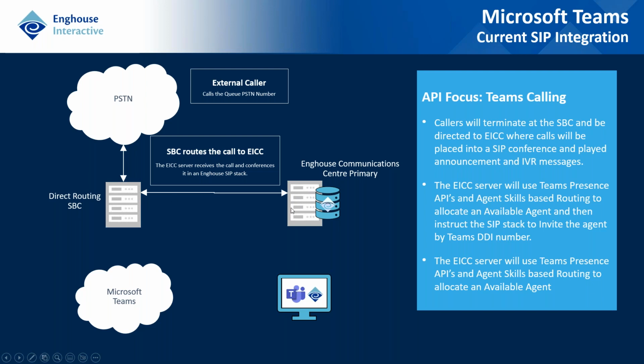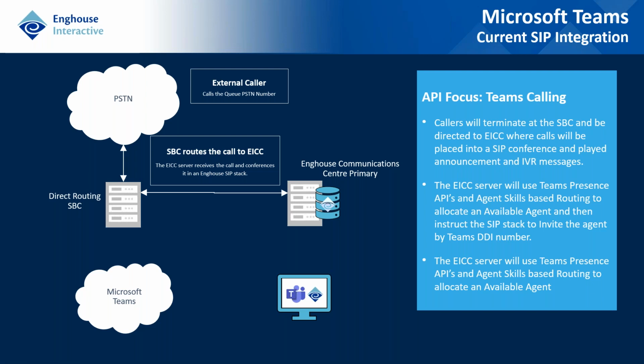What the EICC is doing at this point is introducing a conference here so that we can say, thanks for calling Enghouse, press 1 for support, press 2 for service, for example. And at that point, what we're really doing is using the Teams Presence APIs to understand who's available in the agent environment. Are they on a direct call? Are they not on a direct call? Are they available to take a call?